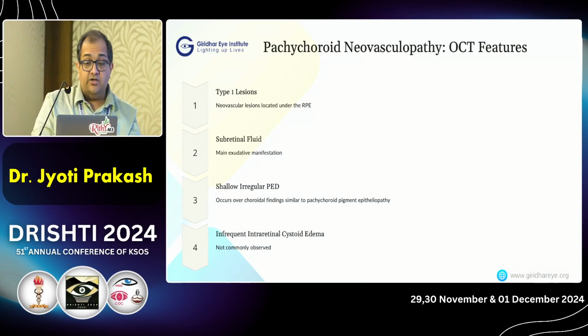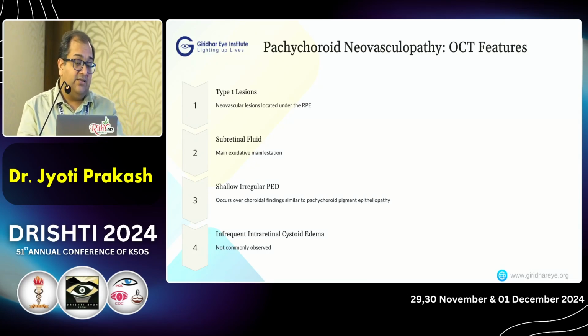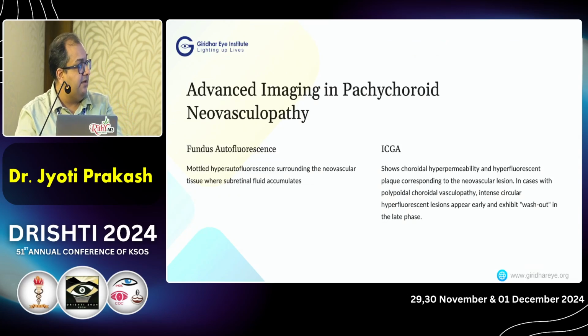The pachychoroid neovascular features can have lesions below the RPE. That's a type 1 lesion. Subretinal fluid will be there, which indicates the exudation. A shallow irregular PED, or a DLS, as you call it, double layer sign, and infrequently there may be some element of cystoid macular edema.